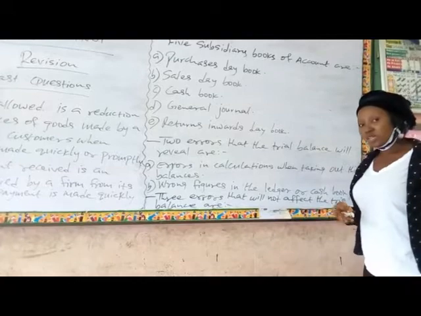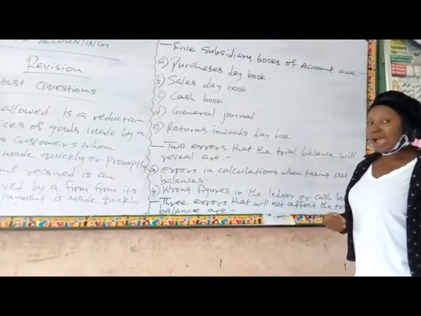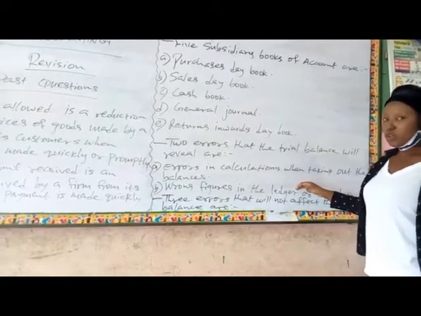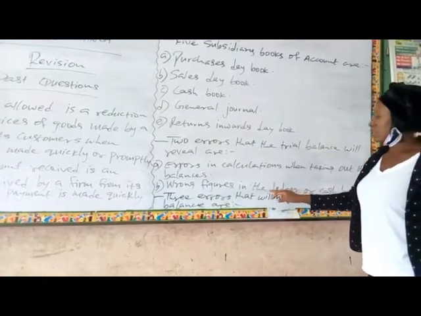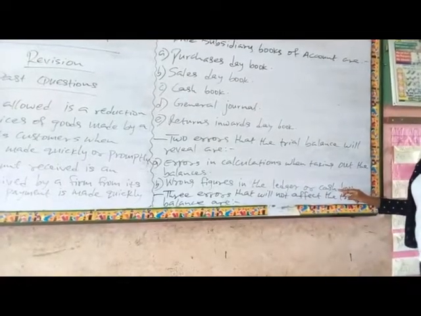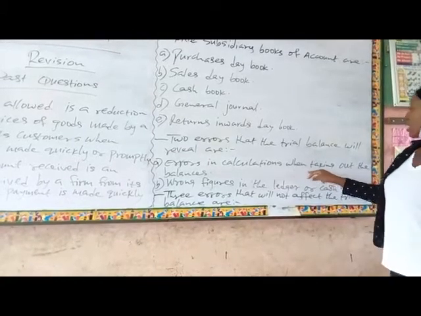Your cash book, the types of cash book: you have the 3-column cash book, the 2-column cash book, and the 1-column cash book. Then after preparing your cash book, you have to prepare your ledger. Now, if there is a problem with the ledger calculation, or a problem with the cash book, definitely it will affect the balance. Now here, errors in calculation.